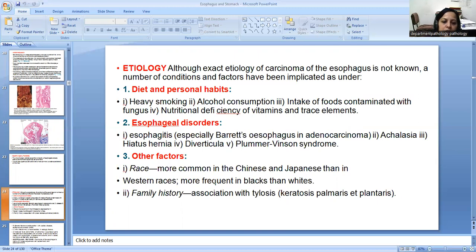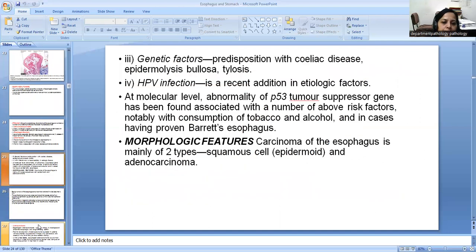Plummer-Vinson syndrome. Third one is about the risk factors, which include race and family history. It is more common in Chinese and Japanese people rather than Western races, and in fact more common in blacks than whites. In family history, it has an association with tylosis, keratosis palmaris et plantaris. Genetic factors include predisposition with celiac disease, epidermolysis bullosa, tylosis, and HPV infection. It is a recent addition in etiologic factors.